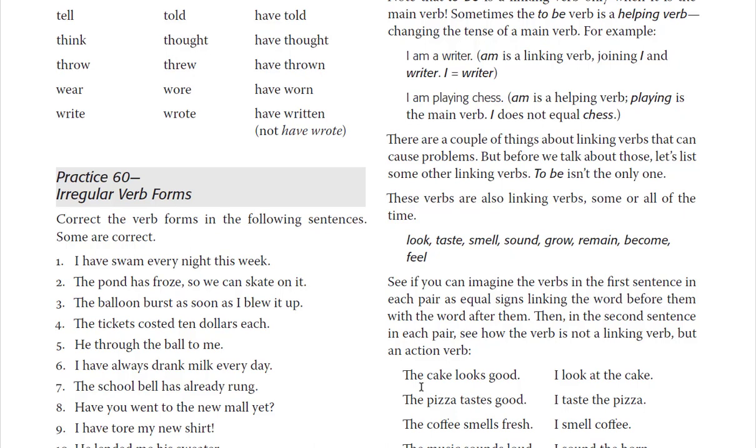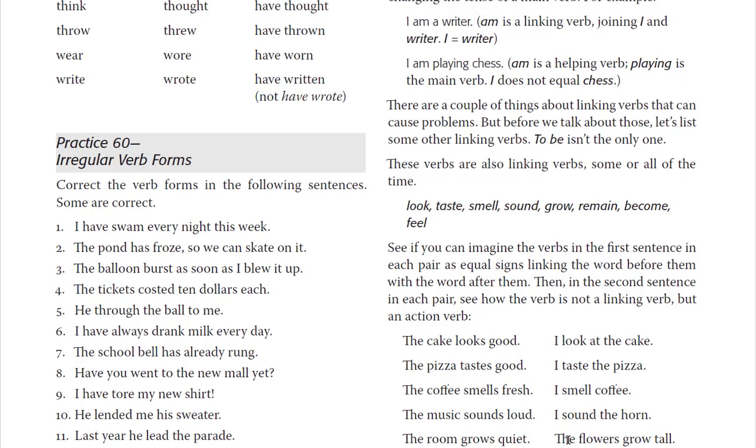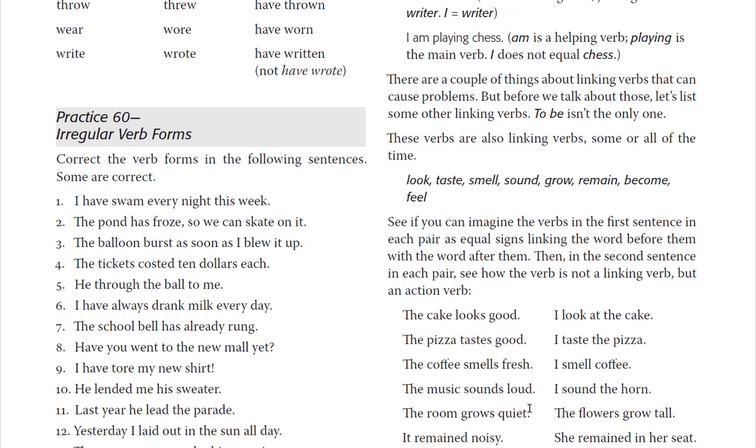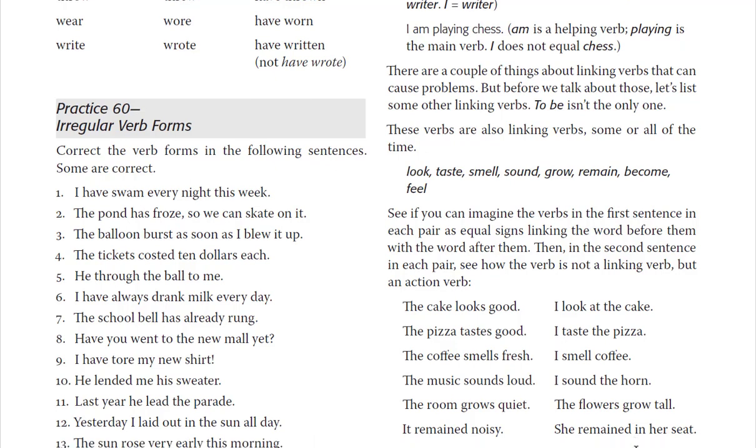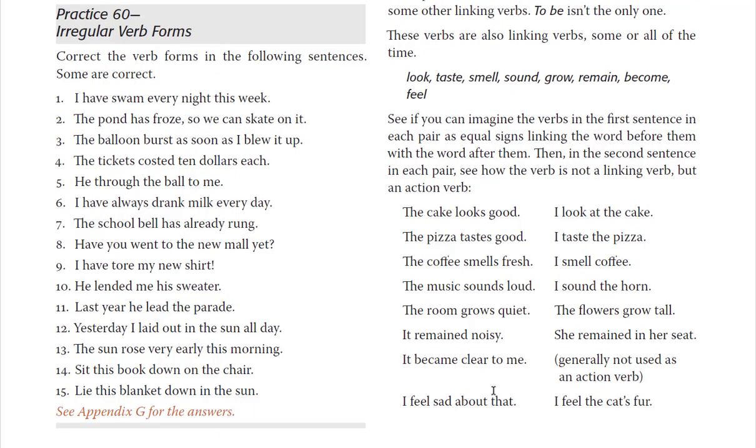Look is a linking verb. The cake looks good. Here you have look as an action verb. I look at the cake. The pizza tastes good. Here you have the action. I taste the pizza. The coffee smells fresh. I smell coffee. The music sounds loud. I sound the horn. The room grows quiet. The flowers grow tall. It remains noisy. She remained in her seat. It became clear to me. I feel sad about that. I feel the cat's fur.